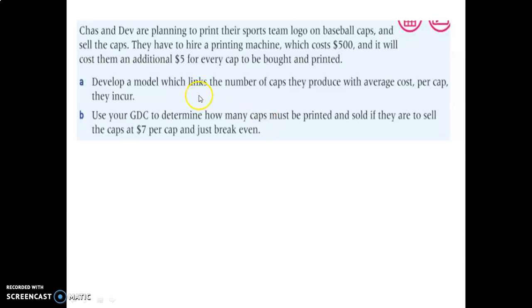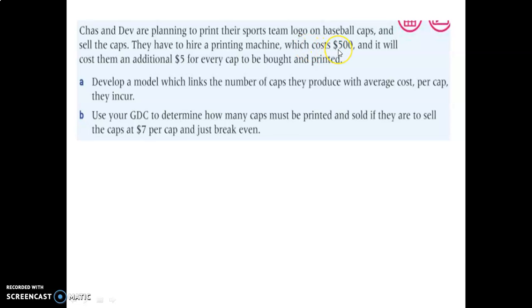And we'll see that in this problem here. So the problem says Chas and Dev are planning to print their sports team logo on baseball caps and then to sell the caps. So they're making baseball caps and selling them. They have to hire a printing machine. Okay, so they need a machine that's going to do the printing of the logos, which costs $500. Okay, so hire means they're going to rent this machine and do this themselves.